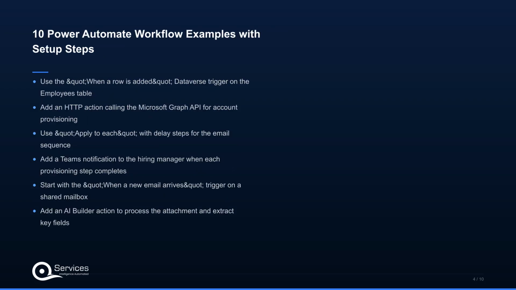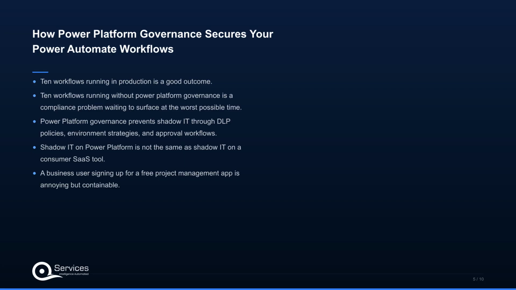Now, moving on to 10 Power Automate workflow examples with setup steps. Trigger: a new hire record created in Dataverse or synced from an HR system. What it does: creates the user account in Azure AD, provisions Microsoft 365 licenses, assigns SharePoint site access, and sends a welcome email sequence on days 1, 7, and 30. Setup steps.